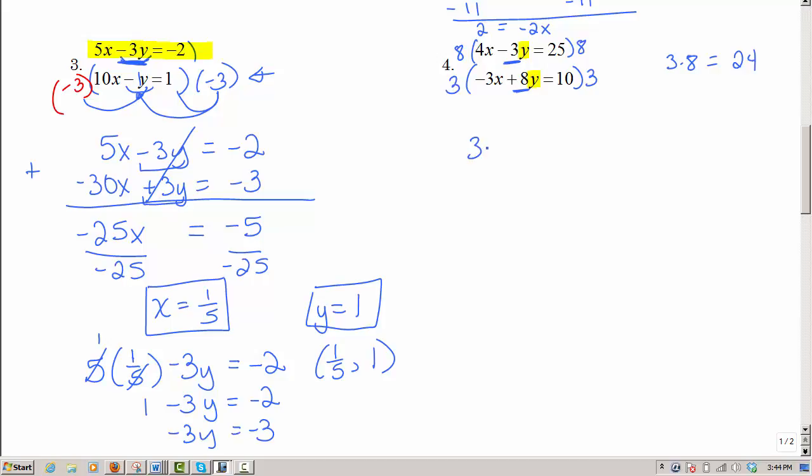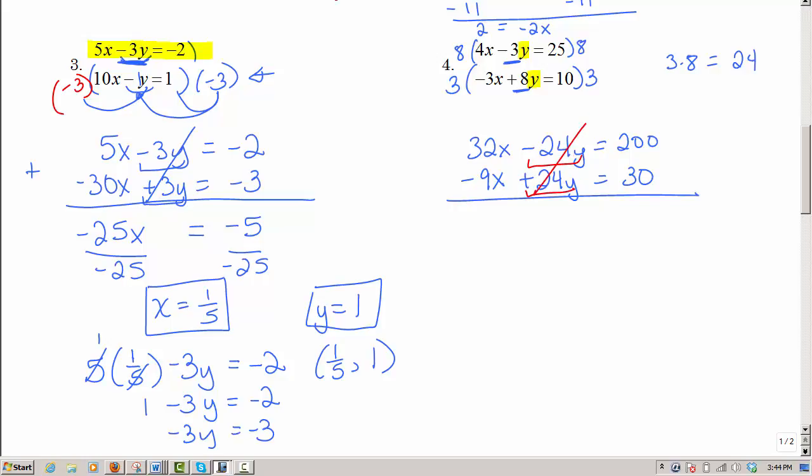So let's see. I have 32x minus 24y. Ooh, 8 times 25. I think that's 200. Then I have negative 9x, positive 24y, 30. So this time, my y values add and are eliminated. 32x minus 9x is 23x is 230. And if I divide by 23, I get 10.